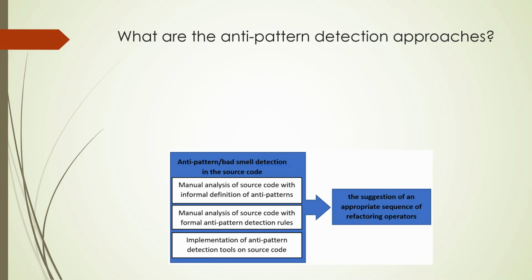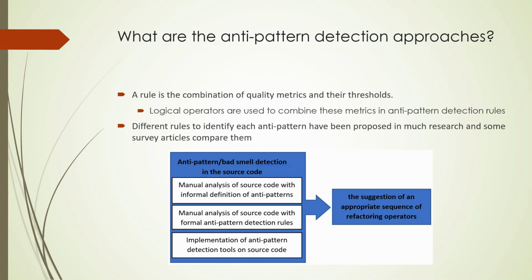A rule is a combination of quality metrics and threshold ratios. Logical operators are used to combine these metrics. Different rules have been proposed in different studies, and some survey articles compare them with each other. The final approach for detection is the use of tools.